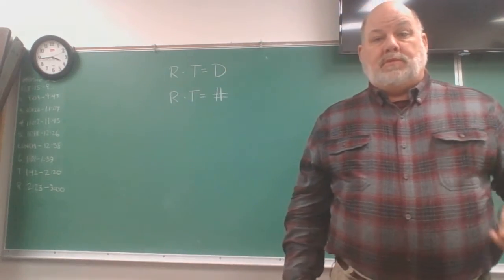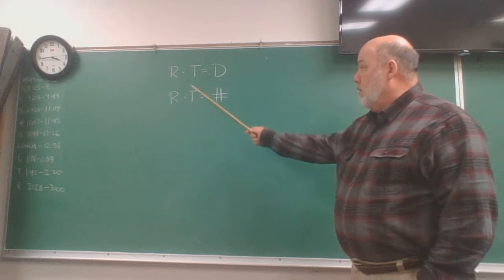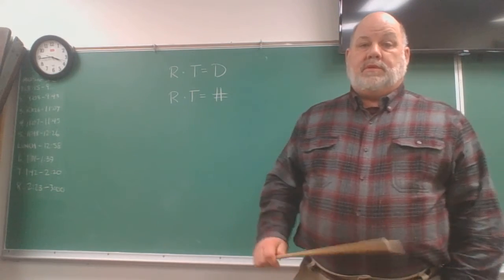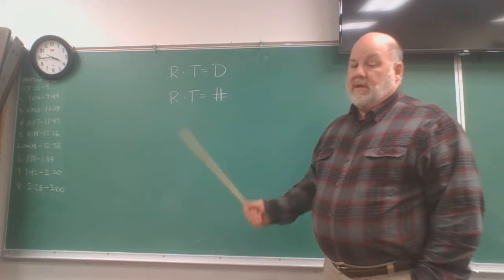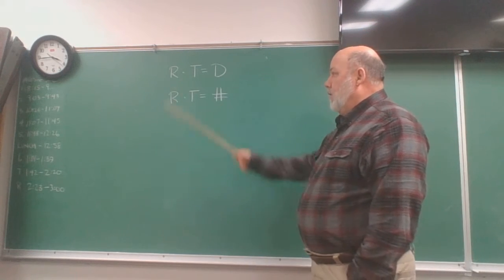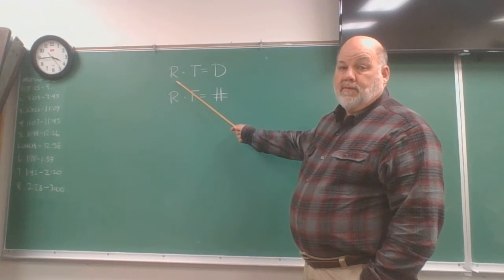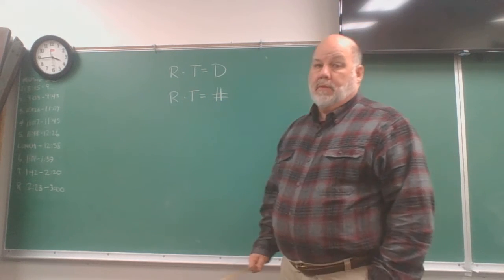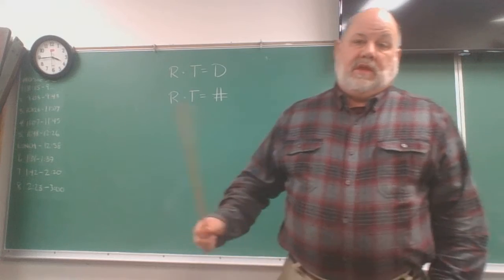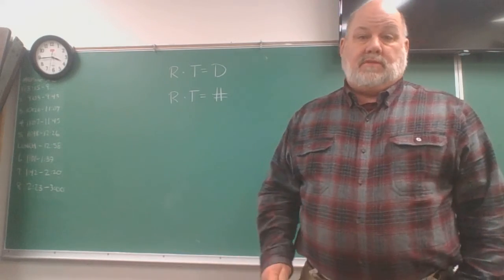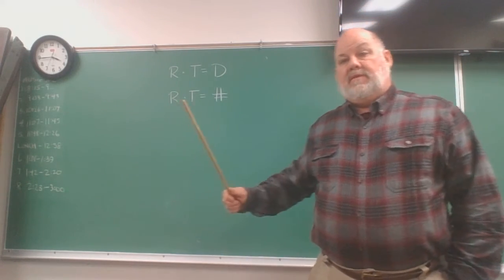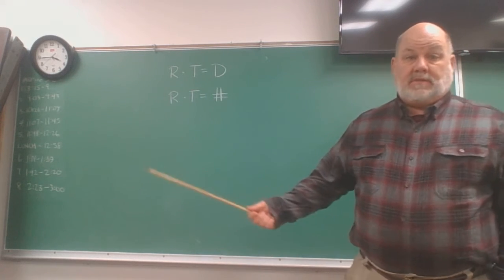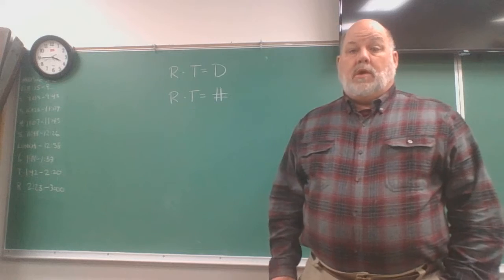rate times time equals distance, which I have a formula up here written out for you. But that also includes rate times time equals number. In other words, in rate times time equals distance, if I go 50 miles per hour for 2 hours, that's my time, I'll get a distance of 100. In these problems, they're going to give you either the rate and the time and ask for the distance, or the rate and the distance and ask for the time, or the time and the distance and ask for the rate. You got to be able to figure out which one they want.